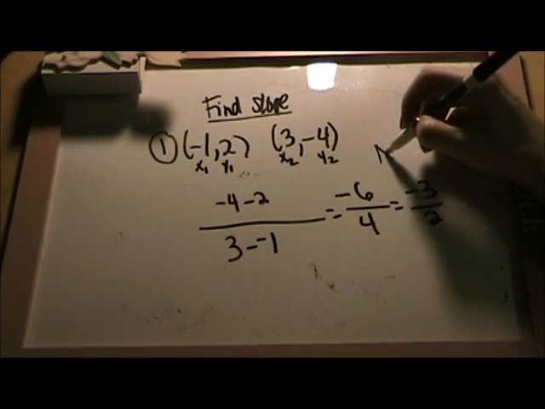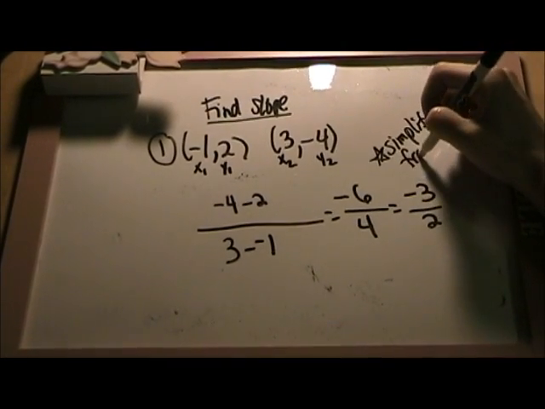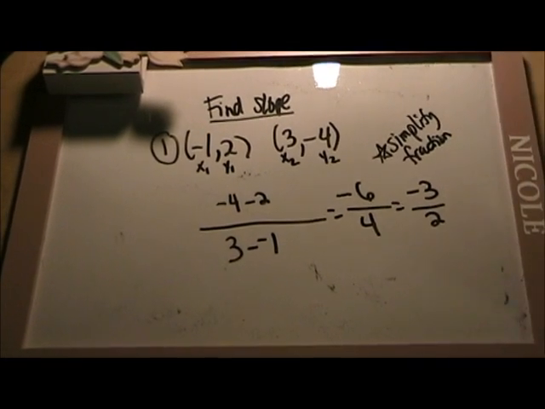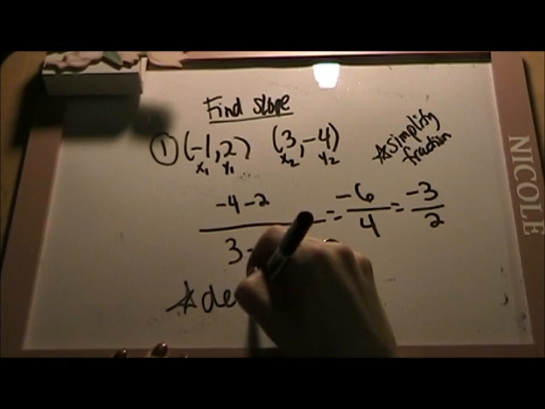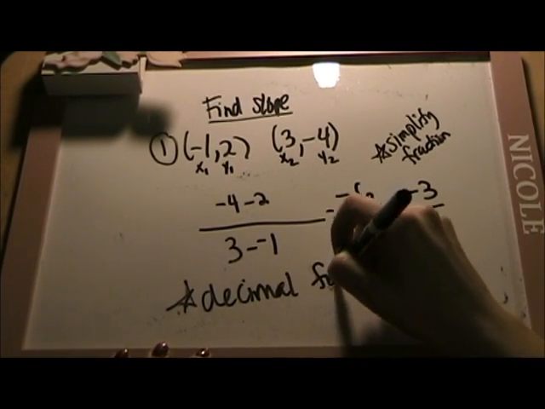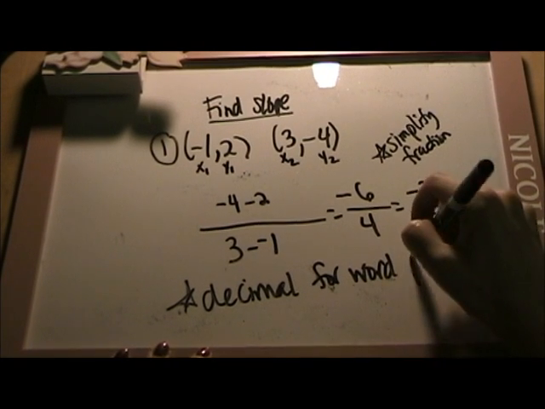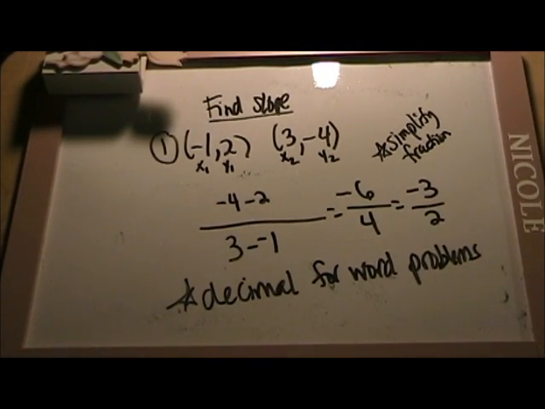Always simplify the fraction. The only time it's acceptable to use a decimal for slope is in word problems. Otherwise, leave it as a reduced or simplified fraction.